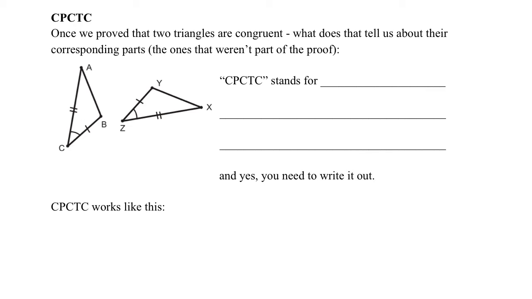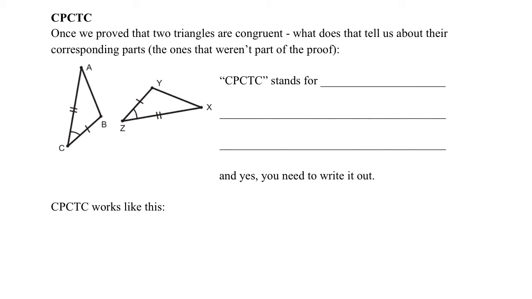CPCTC. Okay, now that's an acronym. It actually stands for something, and we'll talk about what it stands for in just a minute. But here's basically what it says. If you know that two triangles are congruent, so like in this case, we know that triangle ABC is congruent to triangle XYZ. We know that they're congruent by side angle side according to the markings on the diagram.